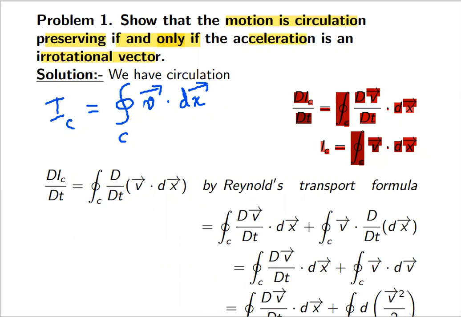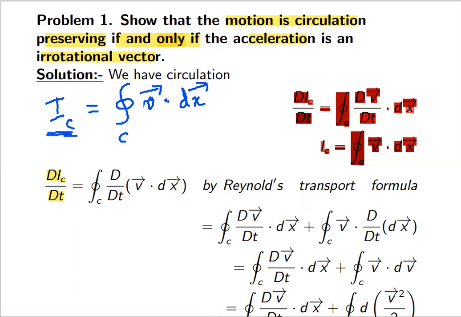Very, very easy. So let us start with circulation. We know what circulation is. Circulation is denoted by I_C, which is equal to the line integral of v dot dx, where C is the material closed curve, v is the velocity, and dx is a position vector at any point in the moving continuum. Okay. Now let us take the material time rate of change of this I_C, that is the circulation. So capital D by dt of I_C is equal to capital D by dt of this whole integral.